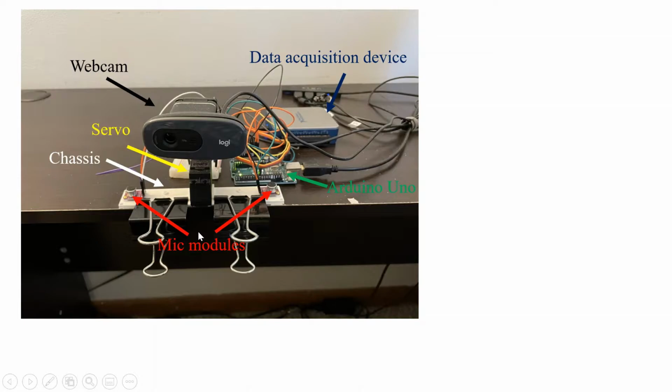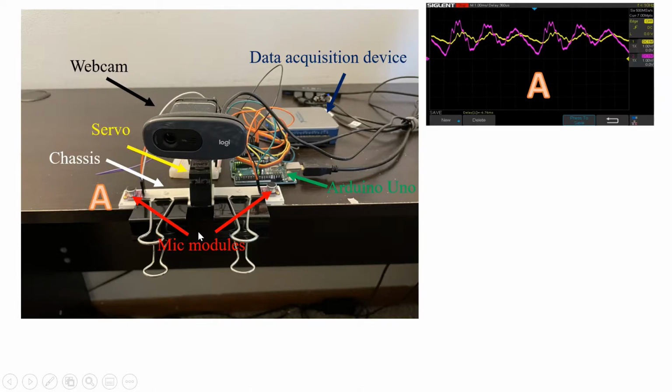Then we will see how different the sound waves are based on different sound source locations. First, if the sound is at A, we can imagine the sound takes less time to reach the left mic module than the right one. So the purple waveform, which is from the left mic module, is ahead of the yellow one. The yellow one is the sound from the right module.